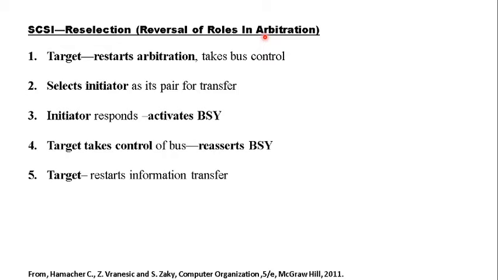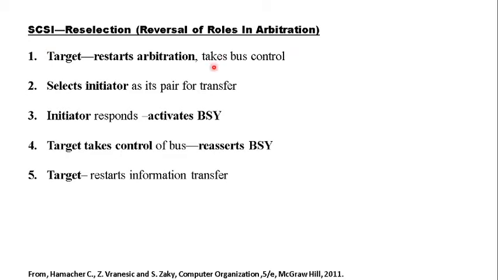So in arbitration, what did we observe? We observed an initiator selecting a target and making it the bus master. But what we are going to see now during reselection is that the target already has something to convey to the initiator. So the target will compete with other members for the SCSI bus and it will select the initiator as its corresponding communication party. Okay, so that's what we are going to see in the reselection procedure. The target will restart the arbitration and attempt to take control of the bus. So now the target is restarting the arbitration.